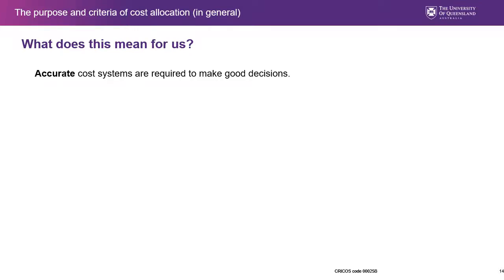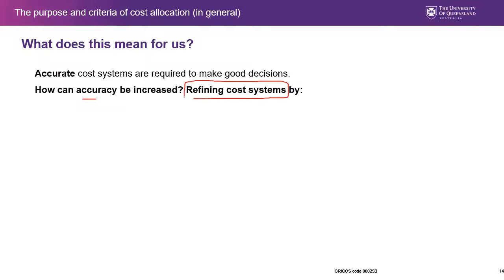So what does this mean for us? We need accurate cost systems to make good decisions about pricing, about how much product we should be producing, about what the inputs to that product should be. How can we increase the accuracy of our costing systems? So that what we call increasing accuracy is refining our costing systems. So how can we make them more refined or accurate? Well, firstly, we can try to trace as many costs as possible as long as it's economically feasible to do so. So try and increase the costs that we can trace to our cost object.